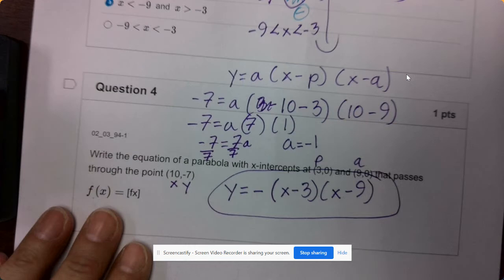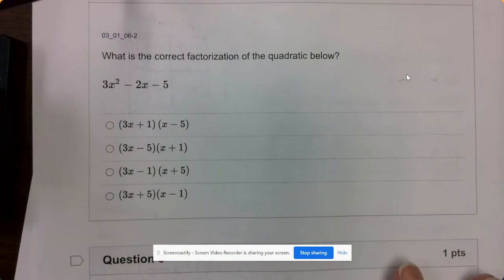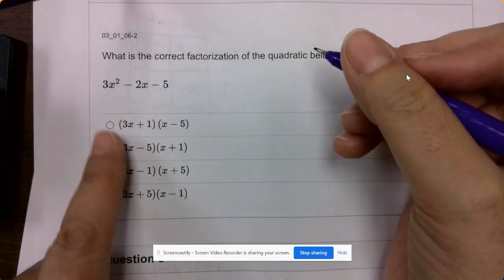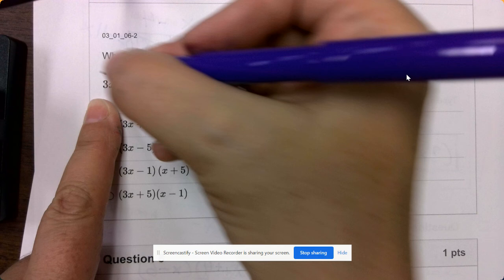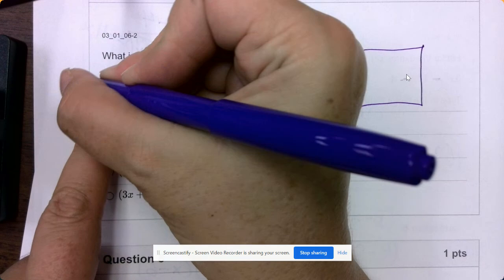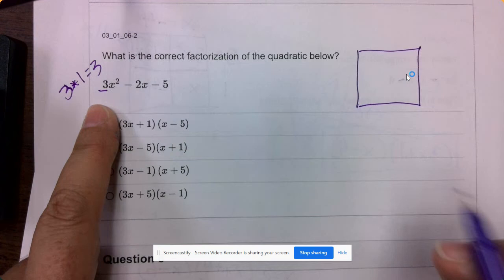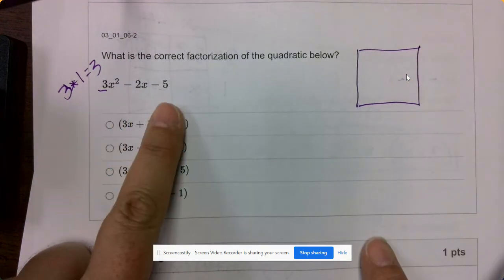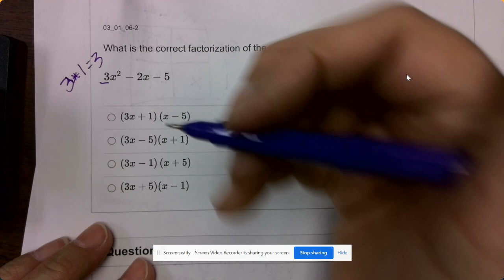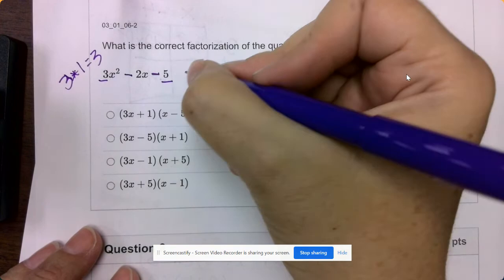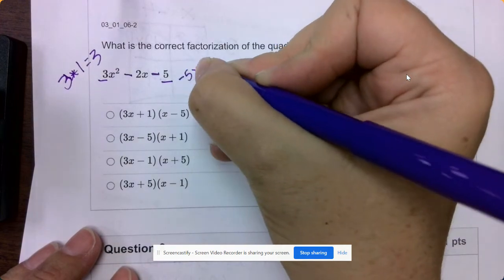Okay, last two, we got this. What's the correct factorization of the quadratic below? Oh, we love our 3s. So we love having our prime numbers, everybody. Prime, 3 times 1 is 3. Prime numbers' only factors are the number times 1. Oh, we got 5, another prime. Okay, well, we have a negative. Huh. Okay, so we could have negative 5 times 1. That would give us negative 5.